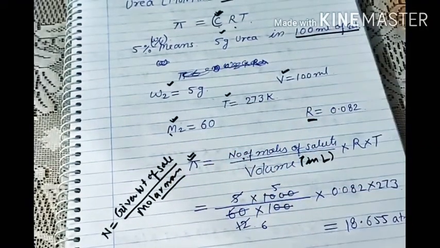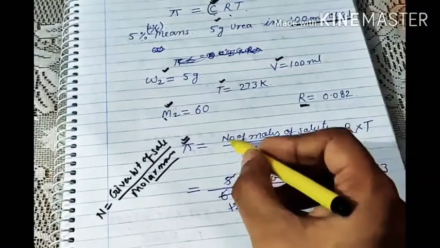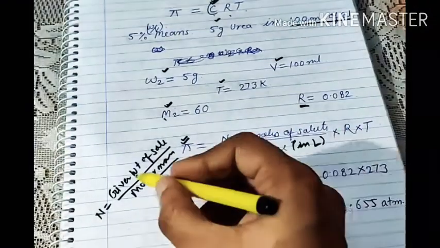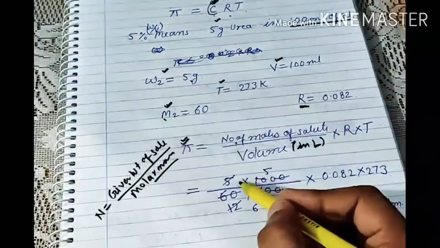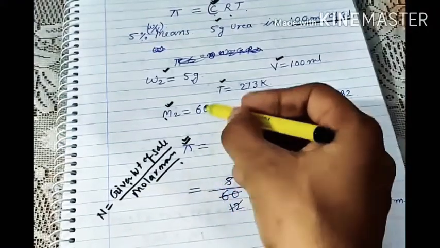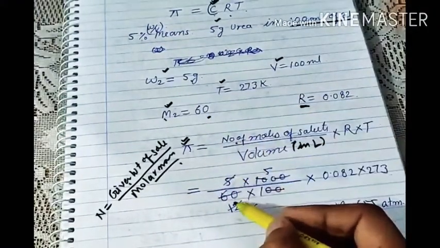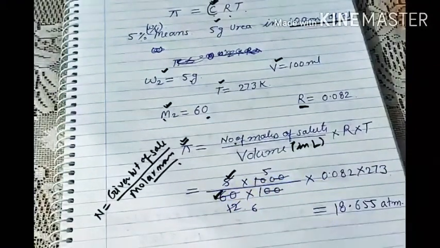This is the formula of number of moles. So number of moles of solute we have put here: given weight divided by molar mass. The given weight of the solute is 5 gram, divided by molar mass, which is 60. So 5 by 60. Given weight of the solute divided by molar mass of the solute we have put here.